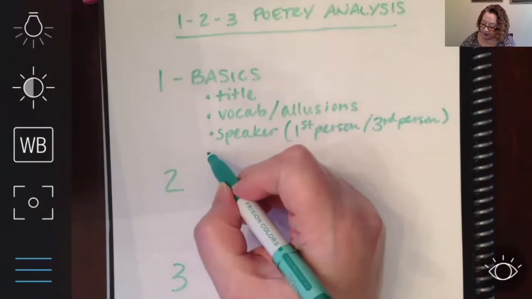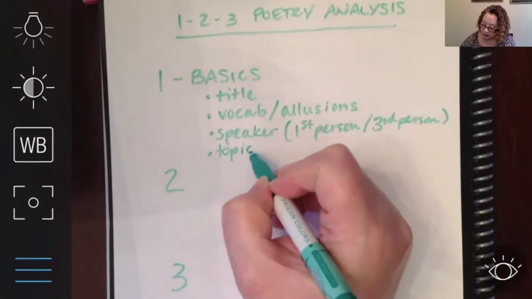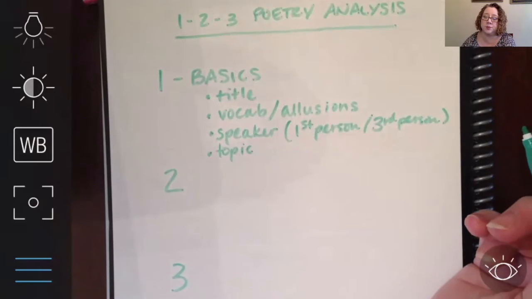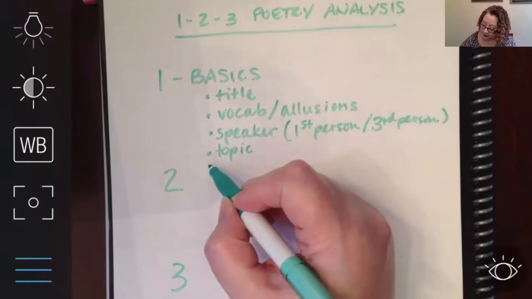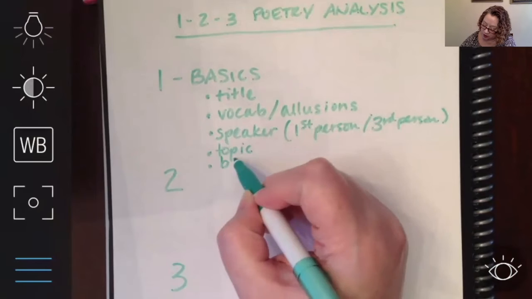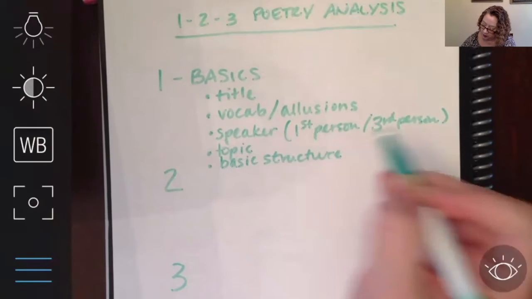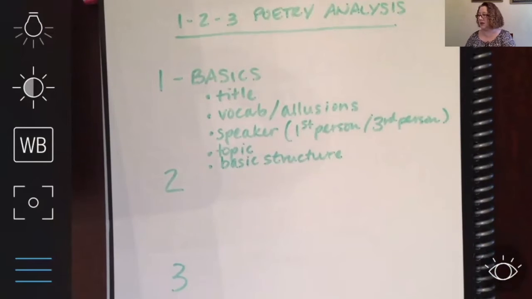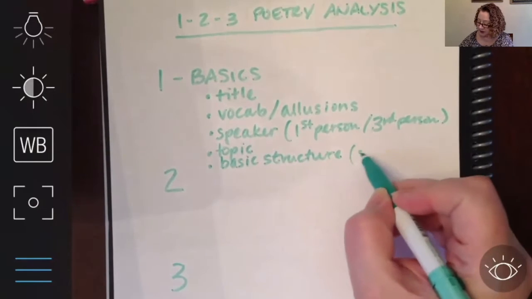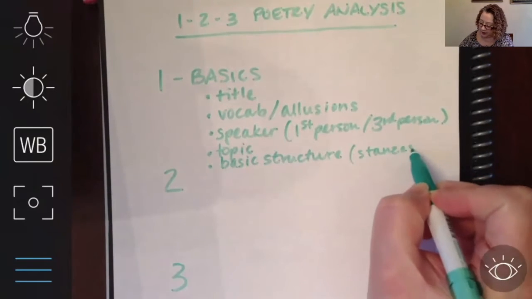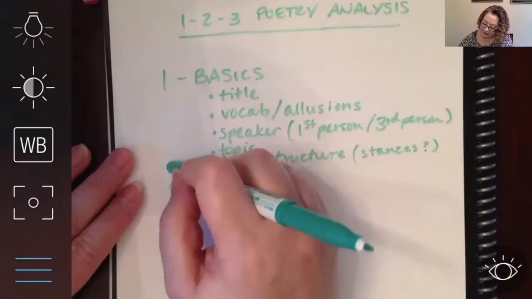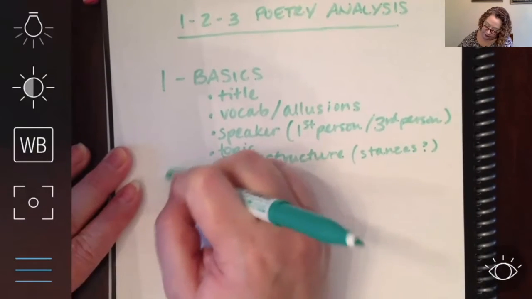I want to think about the topics. Oh, this poem is about a porch. Oh, this poem is about love. Oh, this poem is about hatred. Whatever the topics are of the poem, just in general. And then the last thing I'm going to look at is the basic structure of the poem. You know, how's it broken up into stanzas? How many lines? All that good stuff.